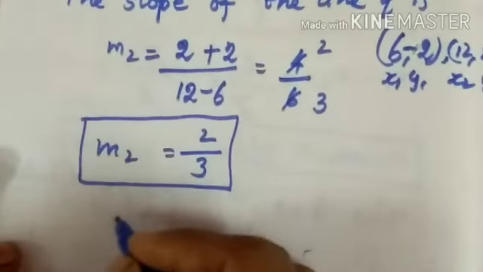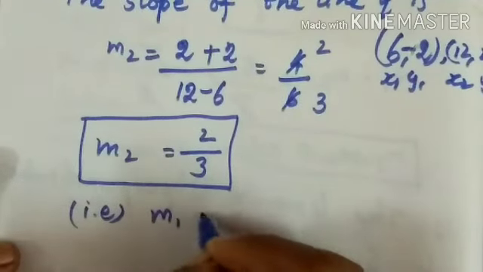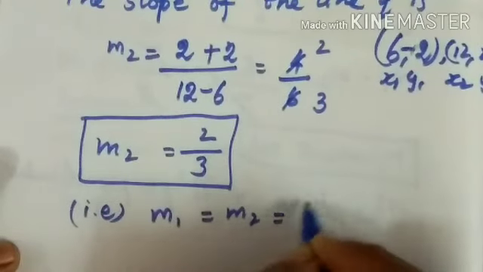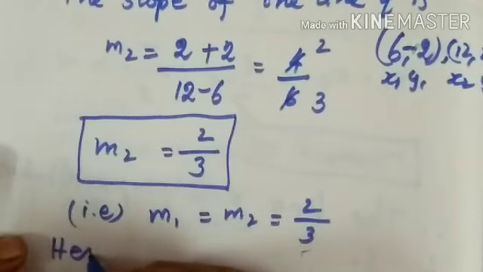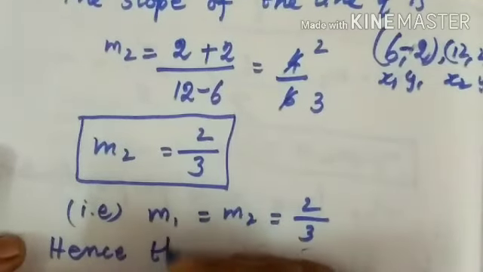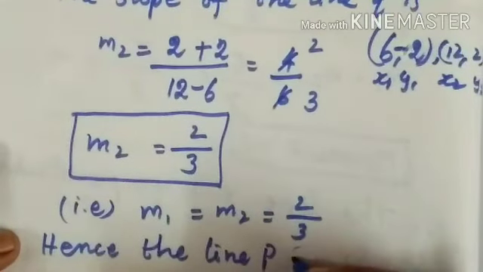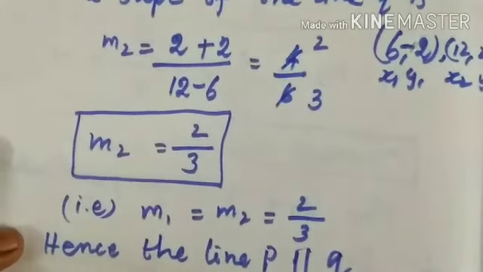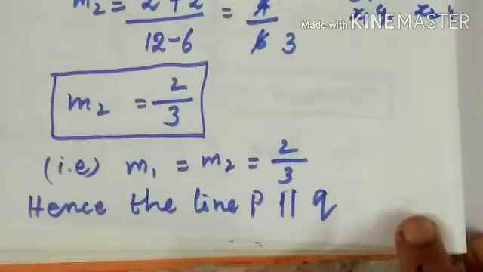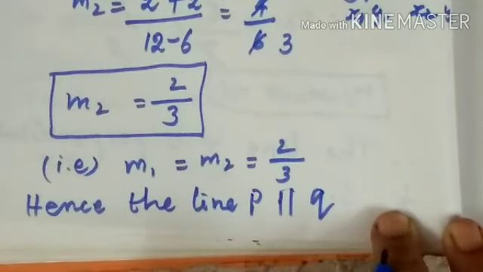Therefore, m1 is equal to m2, 2 by 3. So, hence, the line P is parallel to the line Q. Hence, the line P is parallel to the line Q. This is the answer for this sum.